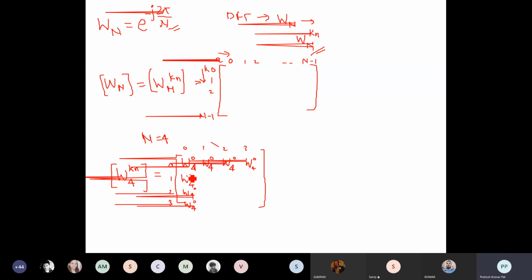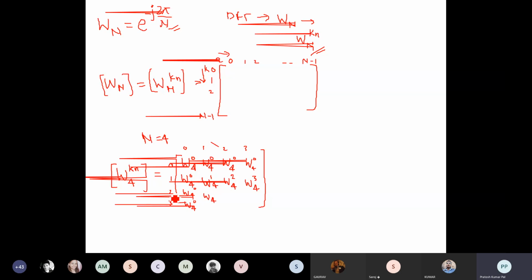ठीक है, ये समझ में आया, the first row and first column. The second will be here, this is W of 4 to the power k and n, so k is 1 and n is also 1, so this will be W4 to the power 1. This will be W4 to the power, k is 1 and n is 2, k and n multiplied, that will be W4 to the power 2. Similarly W4 to the power 3.